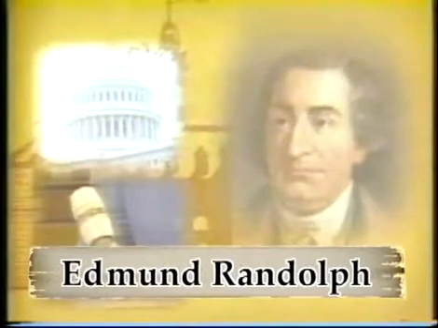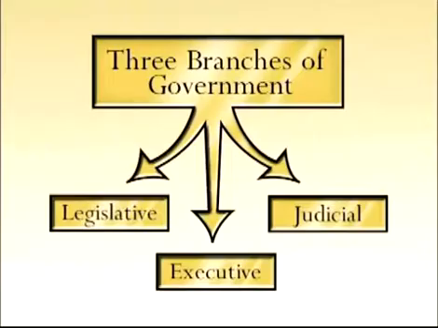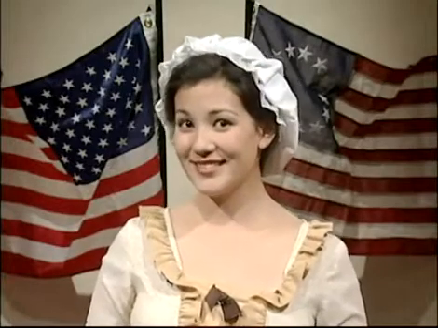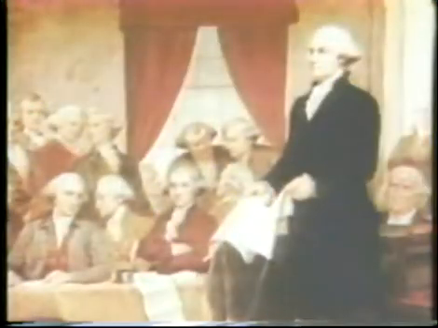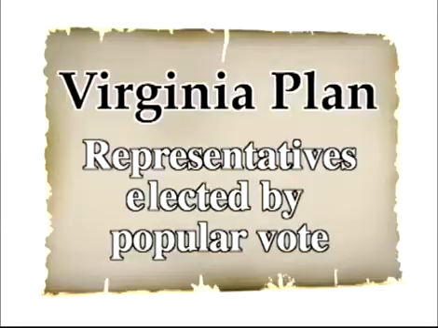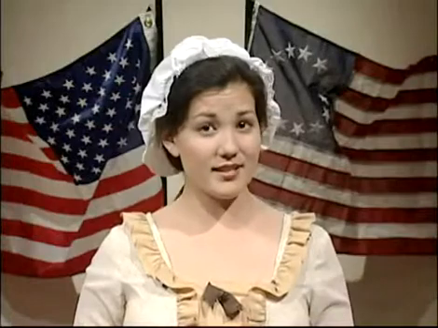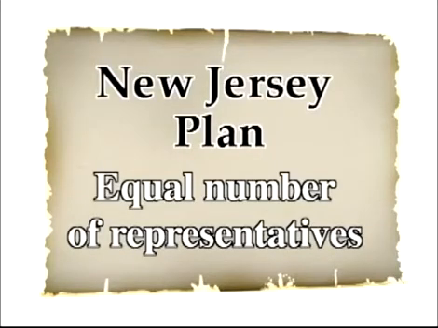Edmund Randolph of Virginia proposed a government with 3 branches: legislative, executive, and judicial. Each branch would have a responsibility to check the others. Does this sound familiar? Most agreed with the 3 branches, but a major debate about the structure of the legislative branch arose between small and large states. The larger states liked the Virginia plan, where representatives would be elected by a popular vote. But the smaller states argued that the large states would control the national legislature. Instead, they proposed the New Jersey plan, with all states having an equal number of representatives.